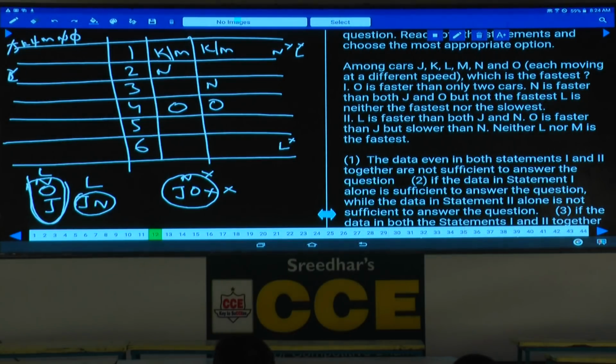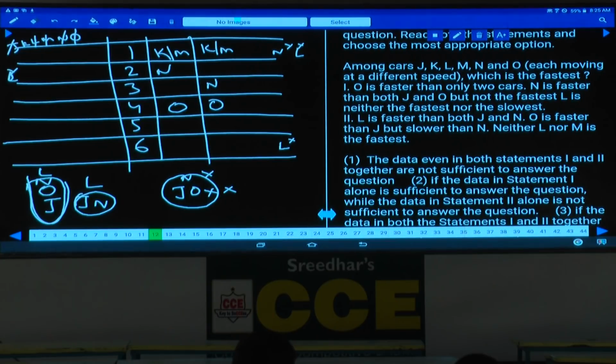And at the same time, neither L nor M is the fastest. Then what is left over here? Finally, K is left over. Hence, which is the fastest here? K is the first. Are you getting the answer or not?